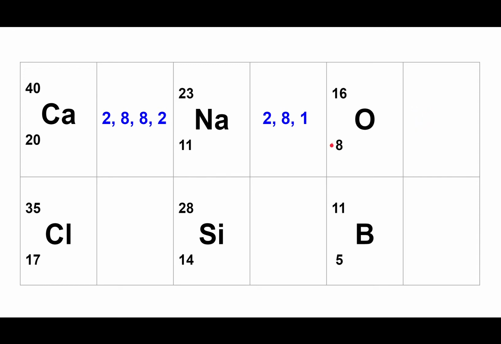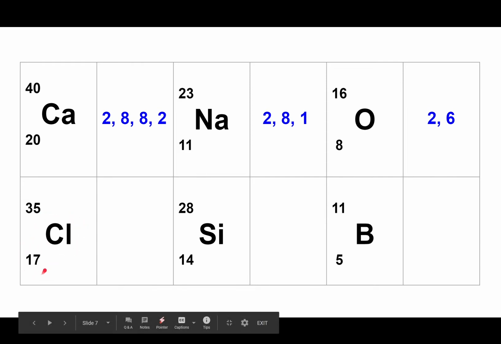That leaves me with 6 electrons. So am I able to keep those 6 in the second shell? Absolutely, because we still have space left over. Okay, chlorine, we have 17 for its atomic number, so that means we'll need 17 protons and electrons.